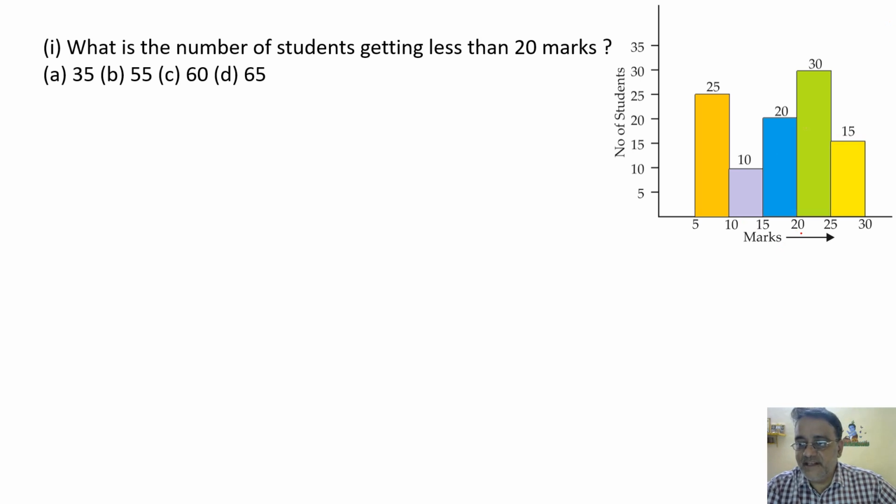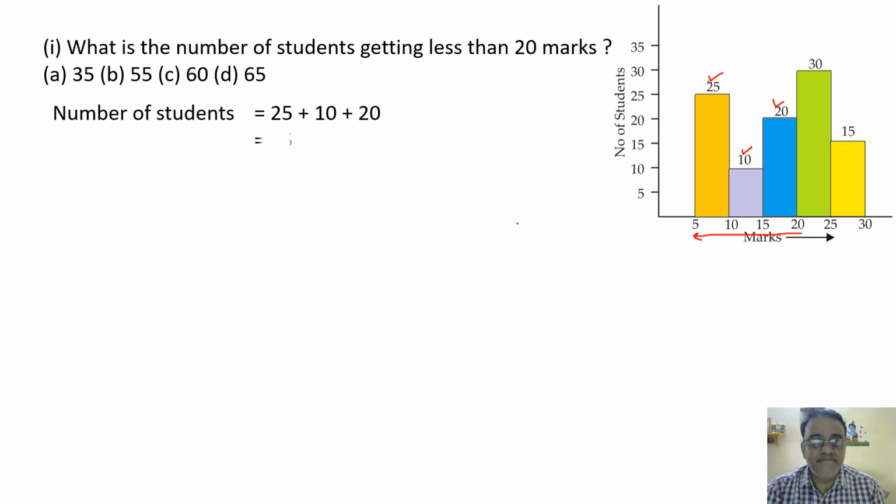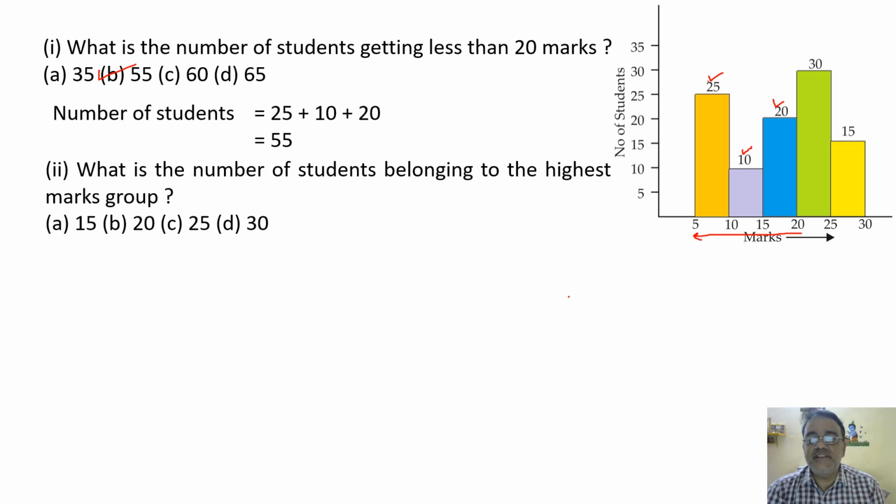So less than 20 मतलब यहाँ से यहाँ तक, 25 plus 10 plus 20. How much we are getting? 55. And the correct option is option B. Next question, what is the number of students belonging to the highest marks group? Highest marks group.